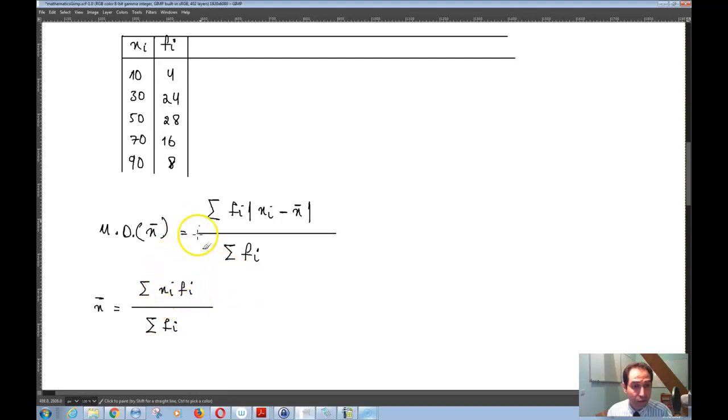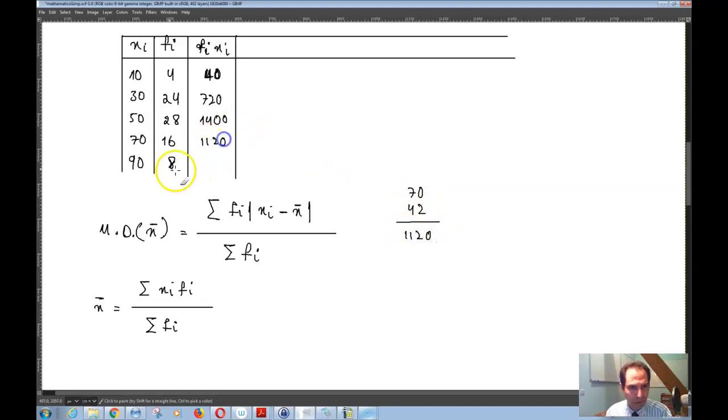So if I calculate x sub i times f sub i, the same thing, doesn't really make any difference. 10 times 4 is equal to 40, and 30 times 24 is equal to 720. 50 times 28 is equal to 1400. 70 times 16 is equal to 1120, and 90 times 8 is equal to 720.